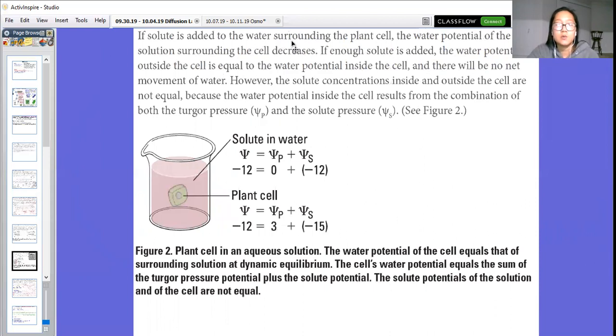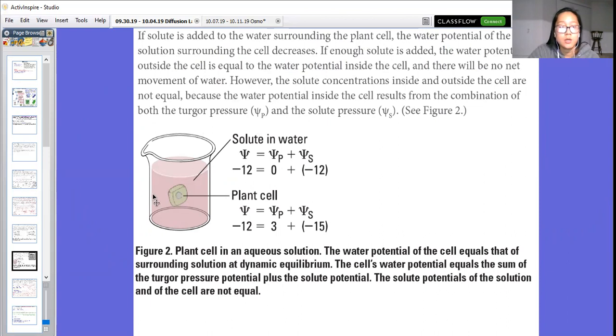If solute is added to the water surrounding the plant cell, the water potential of the solution around the cell decreases. If enough solute is added, the water potential outside the cell is equal to the water potential inside the cell, and there will be no net movement of water. However, the solute concentrations inside and outside of the cell are not equal, because the water potential inside the cell results from the combination of both turgor pressure and solute pressure.